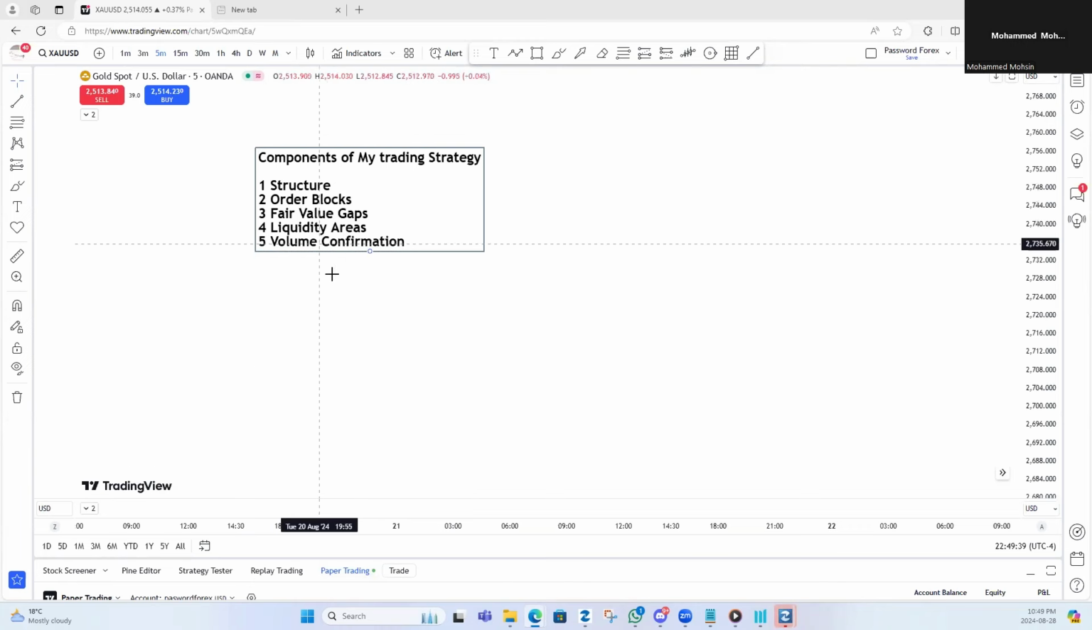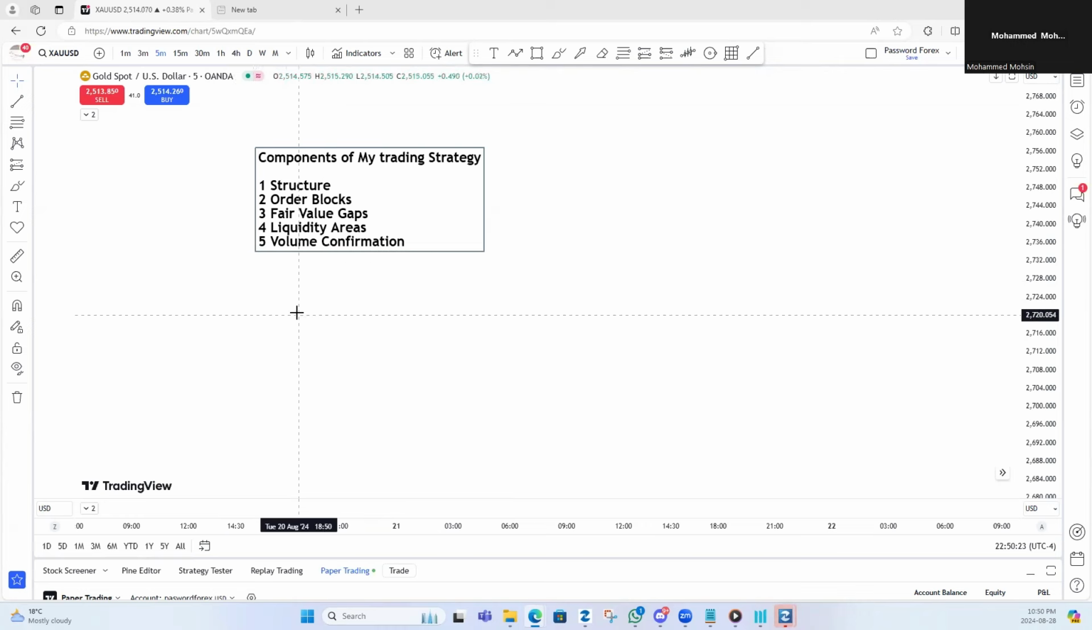Then I have areas of interest such as order blocks and fair value gaps. These are the areas where I basically mark on the chart. And once the price approaches these areas of interest, I execute my trade. I also take into consideration liquidity areas, like previous high, previous week high, previous day high, session high, Asian session high, session low, and any equal highs and equal lows, where there is liquidity available for the market to hunt.